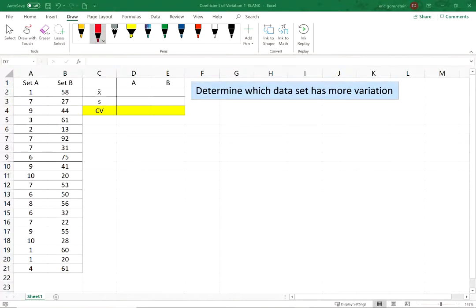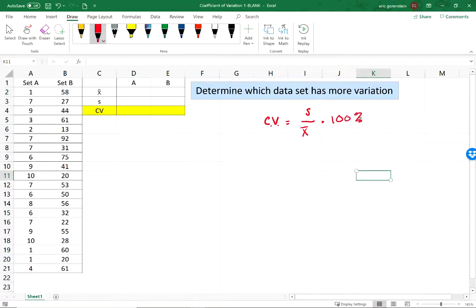Now, the first thing to point out is that there is no Excel function for coefficient of variation, but that's not a big deal. The formula for coefficient of variation, so let's say CV, is equal to the standard deviation divided by the mean. And that's normally given as a percentage, so that will give us some decimal value, and we'll have to multiply this by 100%.